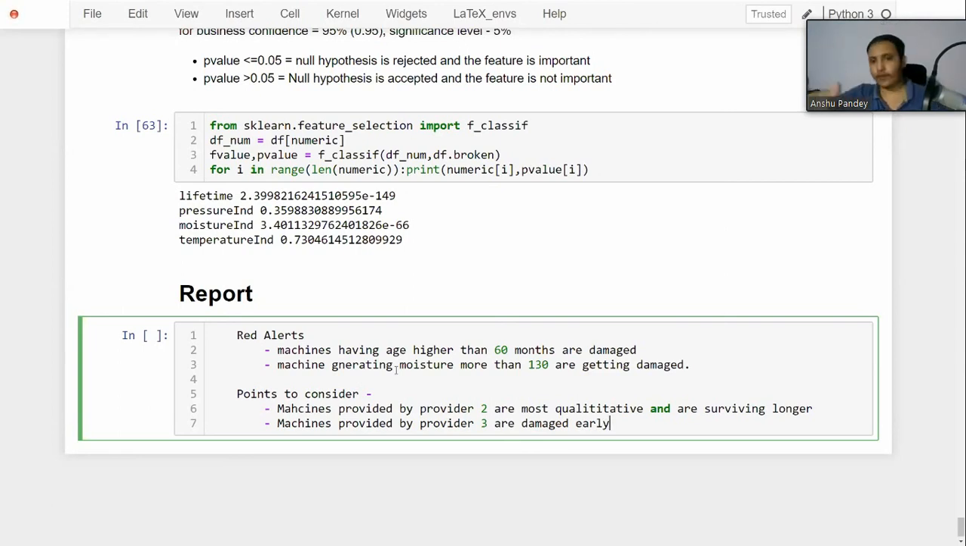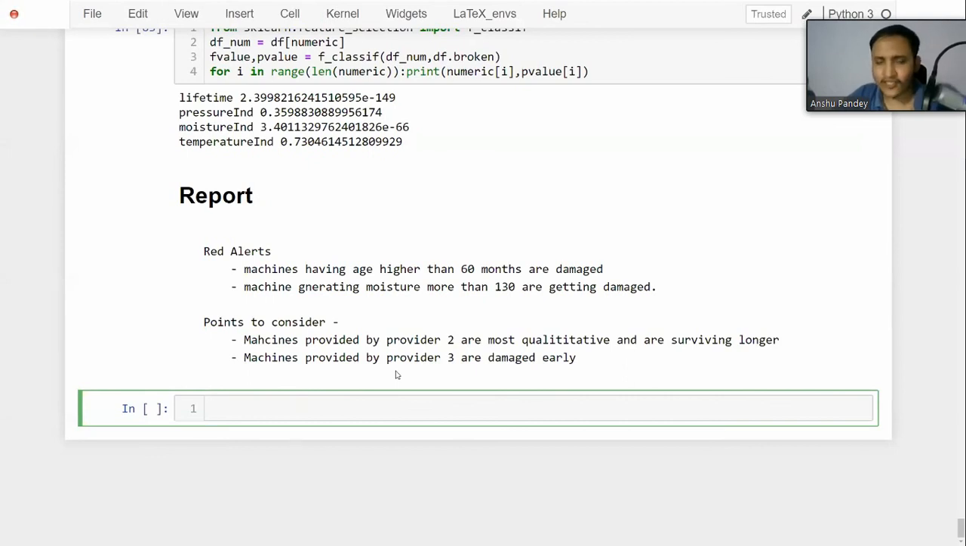Right, so these are some few noteworthy points. There could be even more as we explore. We can add those over here and finally create a report on the top of this. Right, so that's the nutshell idea about this data analytics project. So yes, with that part, we are done, and we are open to questions.